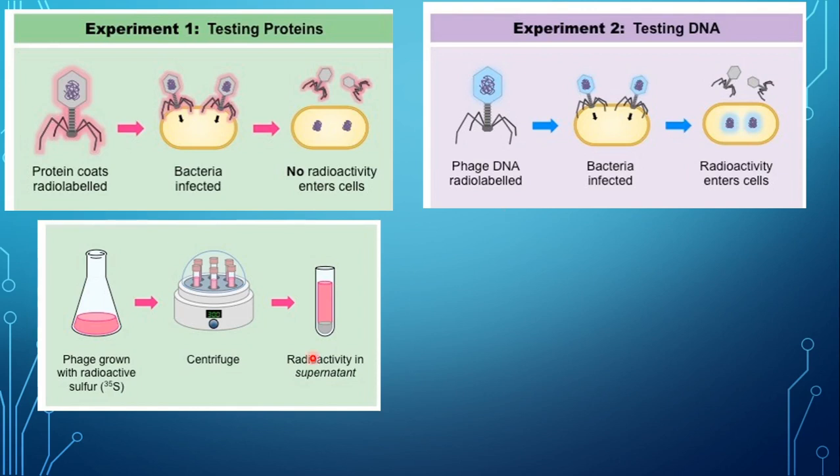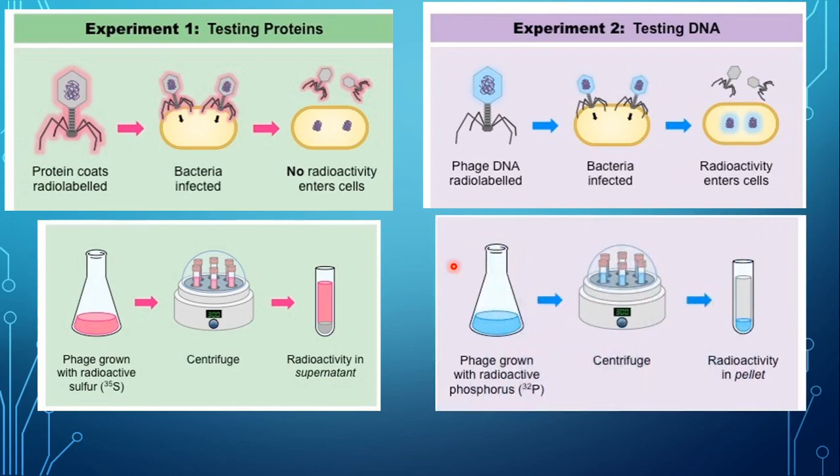Then the next step, what was done? The phages grown with radioactive sulfur were subjected to centrifugation, and radioactivity in the supernatant was found after centrifugation. Whereas in the other case, when the phages were grown with radioactive phosphorus and subjected to centrifugation, the radioactivity was found in the pellet, the portion which settled below. The portion which settled below was found as a sediment.